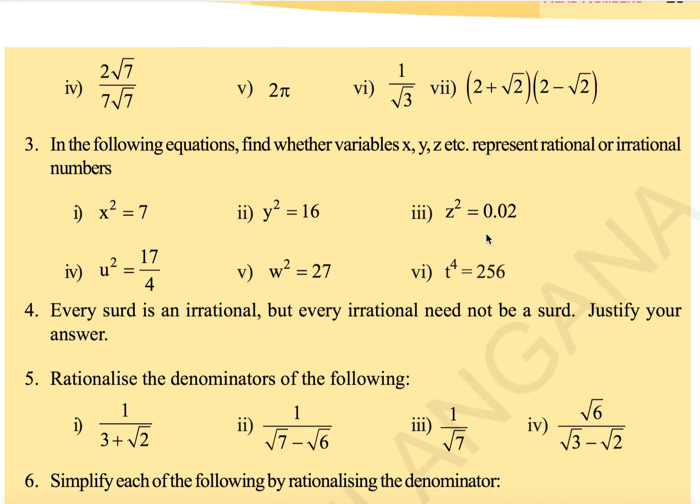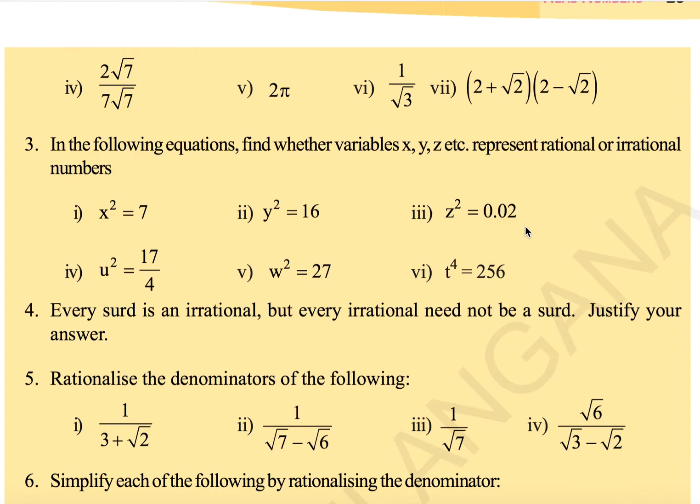In the following equations, find whether the variables x, y, z represent rational or irrational numbers. X is root 7, irrational, y is rational, z is 0.01. 0.01 can be expressed as a fraction, so rational. U square is 17 by 4, that is irrational. W square is 27, that is also irrational.